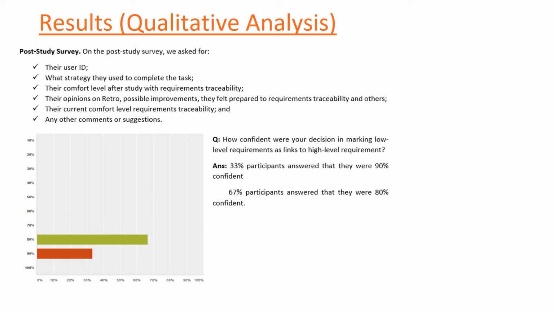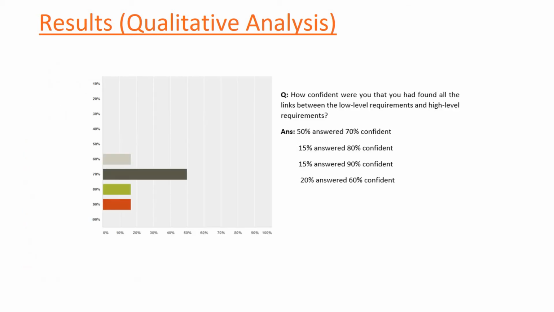Some of the questions I collected were really interesting. I asked how confident they were in their decision making on linking low level and high level requirements, and 33% said that they were 90% confident, but clearly 67% answered that they were 80% confident. So the majority of our population were only 80% confident in making decisions.